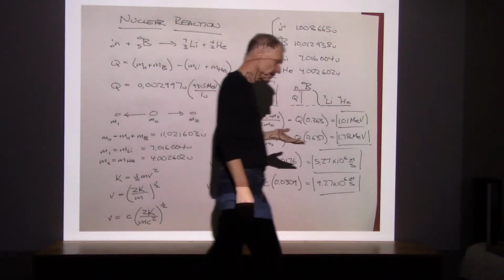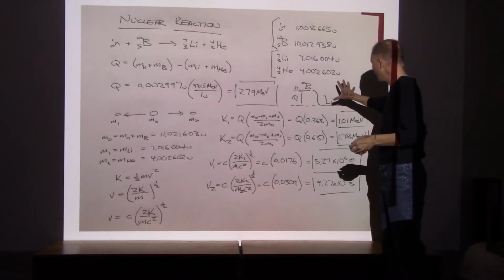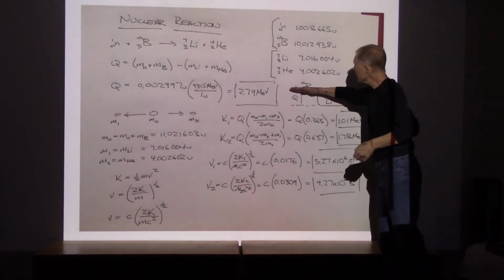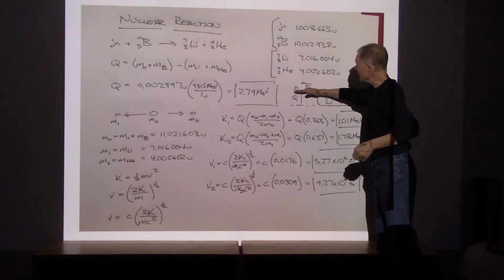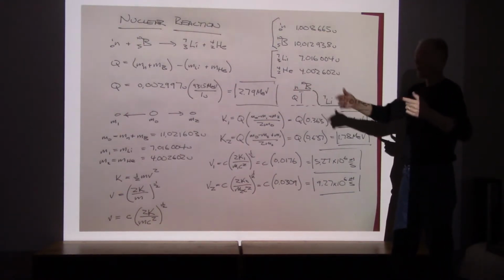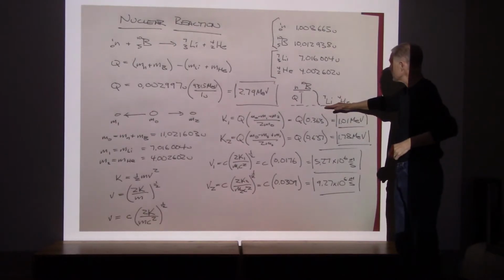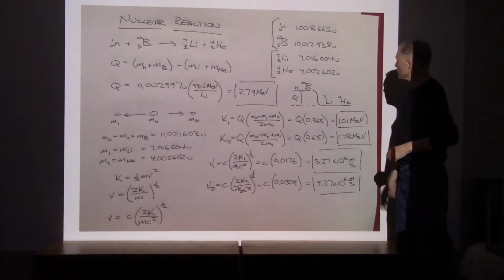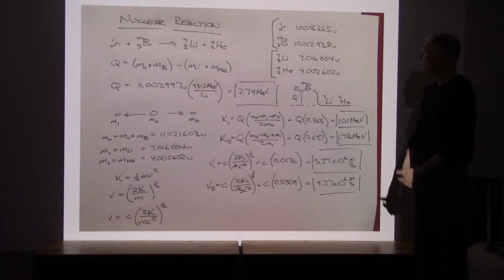Now, for this process, we can draw one of these energy profiles. So our energy profile this time says, hey, this time it's the neutron and the boron 10 that have more mass, and the lithium 7 and the helium 4 that have less mass. So this is a step down in terms of mass, and that says energy will be released.